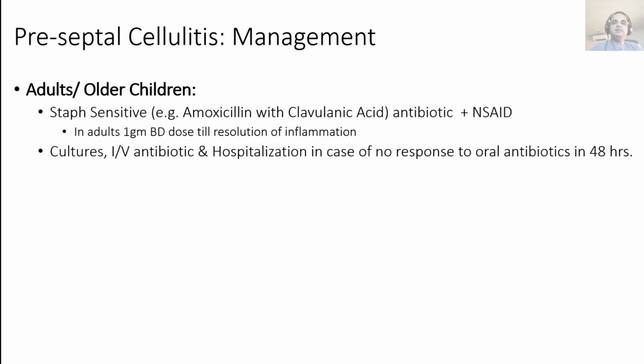So how do we manage this? In adults and older children, it's usually a staph-sensitive amoxicillin together with clavulanic acid, which makes it Augmentin, together with your non-steroidals. In adults, the dose is 1 gram twice a day till resolution of inflammation. In children, it's age and weight-based. Cultures, IV antibiotic, and hospitalization are indicated if you get no response from your oral antibiotic in about 48 hours.